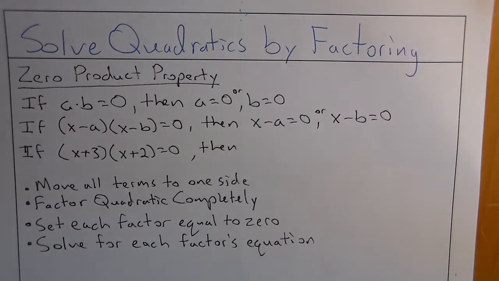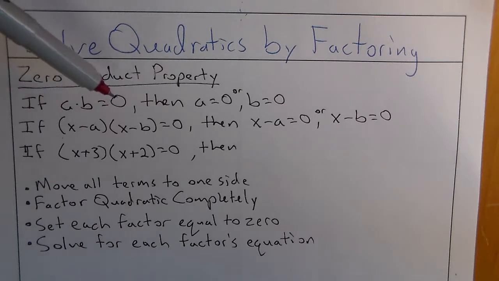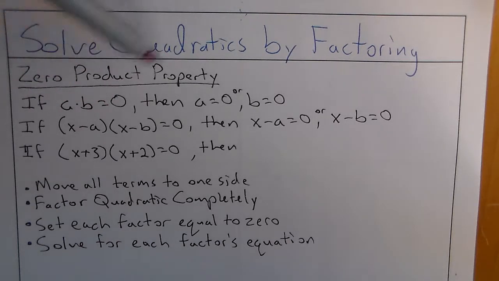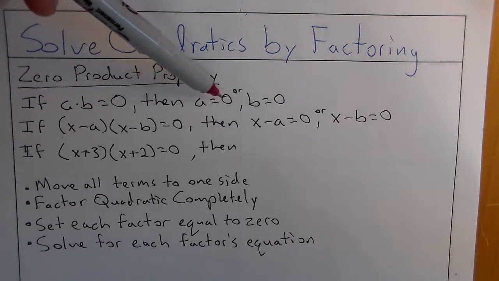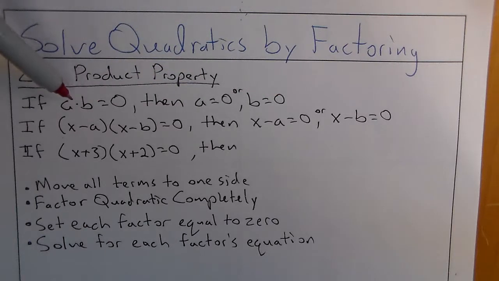Here we are looking at solving quadratics by factoring. A key part we have to use here is what we call the zero product property. That tells us if we multiply two values together and get a product of zero, then either a equals 0 or b equals 0, if a and b are the product. Now we change that to be binomials, which we've been looking at with quadratics.